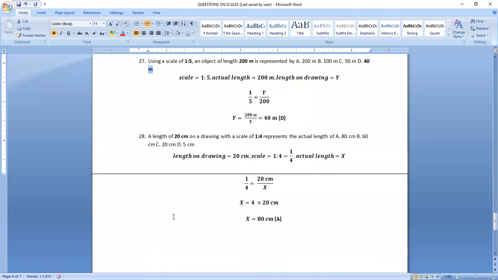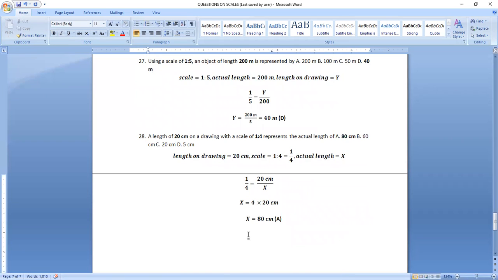Now we come to question 28, which is the last question here. It says that a length of 20 centimeters on a drawing with a scale of 1:4 represents the actual length of. When they want us to determine the actual length, the length on drawing is 20 centimeters and the scale is 1:4, which is 1/4. So the actual length is 80 centimeters, which gives us option A as the answer to the question.